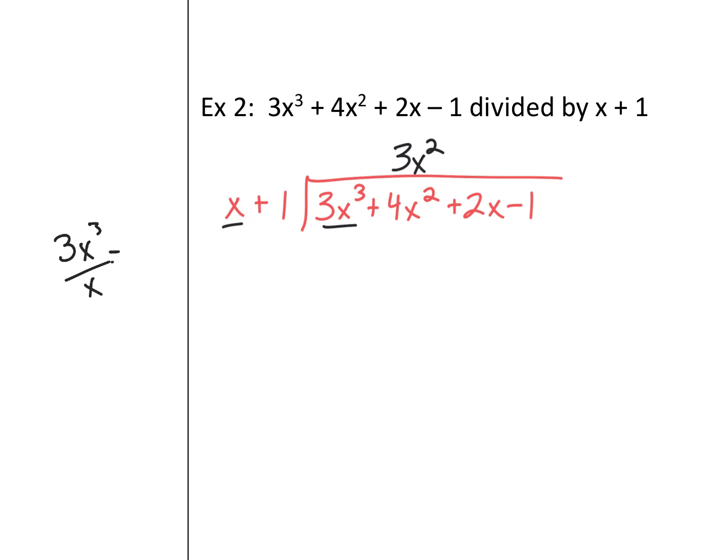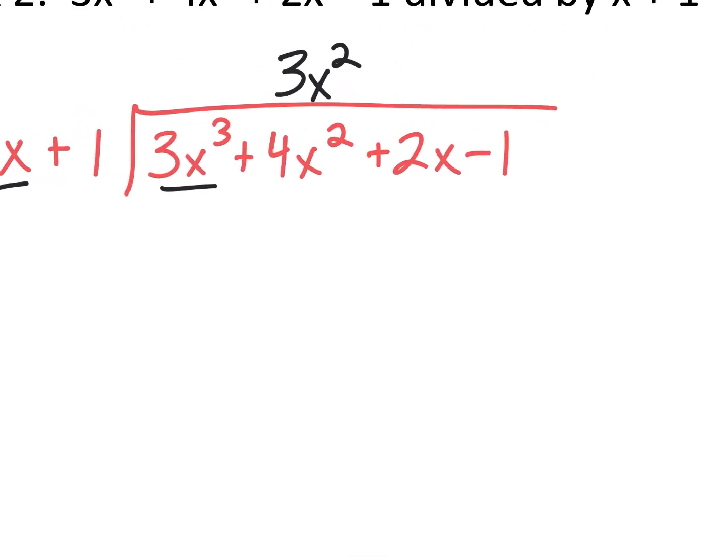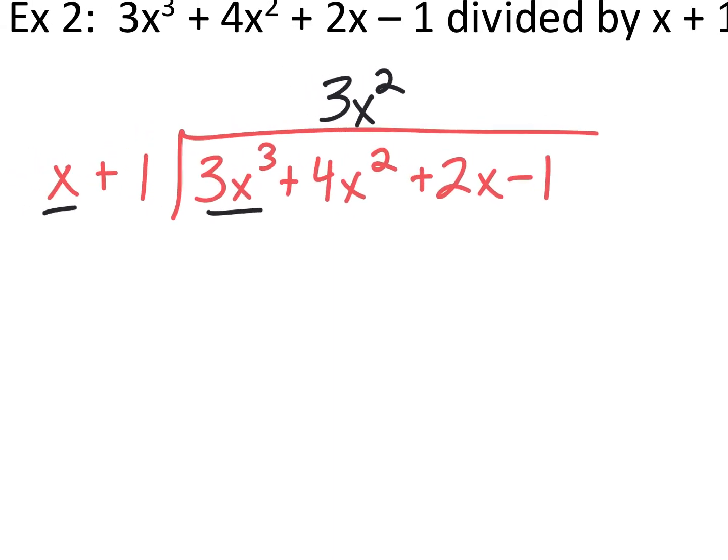Okay, it's going to be a 3. The exponents subtract. That's how we get 3x squared. You don't have to do that, but that's just a way to visualize it. Now what? Yeah, multiply it out. 3x squared times x is 3x cubed. Good, it matches that term, just like it's supposed to. 3x squared times 1 is 3x squared. Flip the signs, I like it.